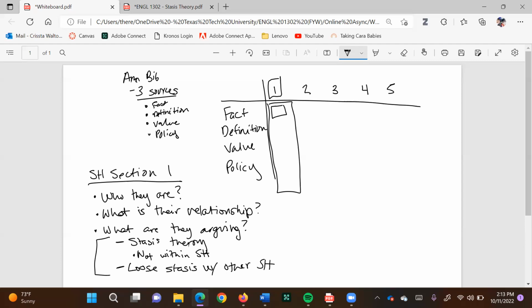So say our stakeholder 1 and stakeholder 2 agree on levels of fact and definition, disagree on levels of value. So all you would need to point out is between stakeholder 1 and stakeholder 2, they lose stasis on the evaluation level. And that is where you would talk about why they lose stasis, and what does this reveal about their values.